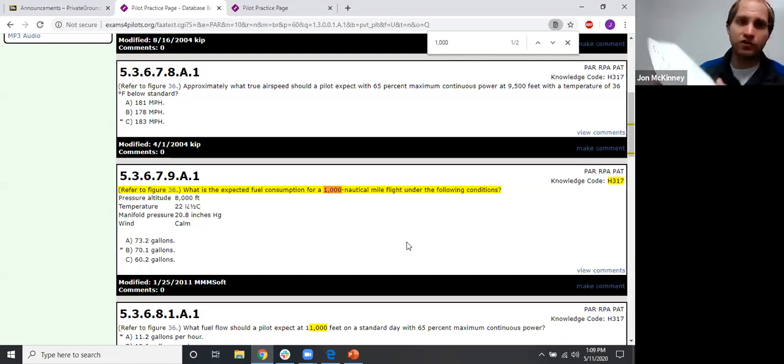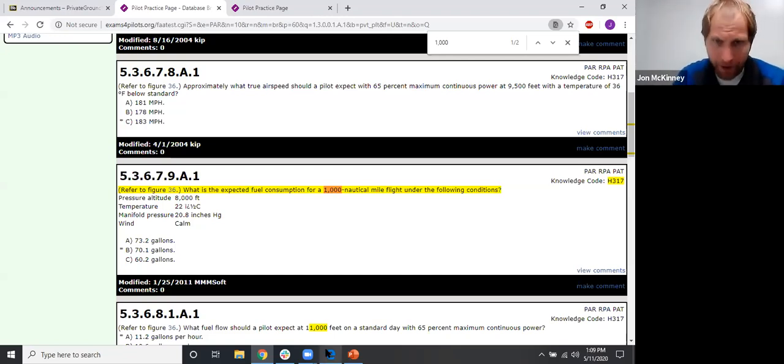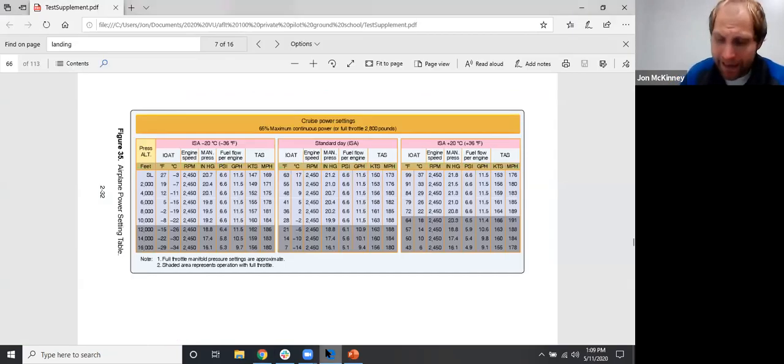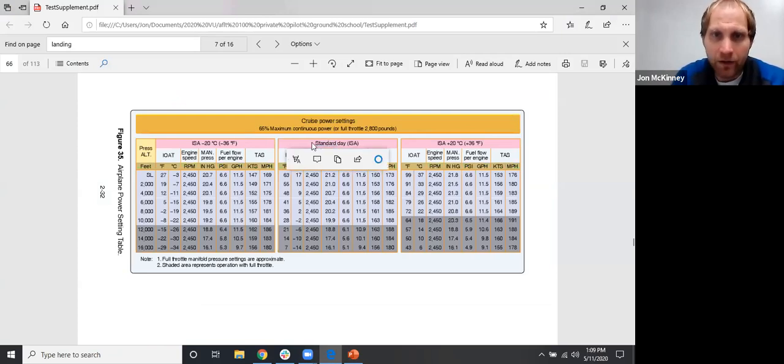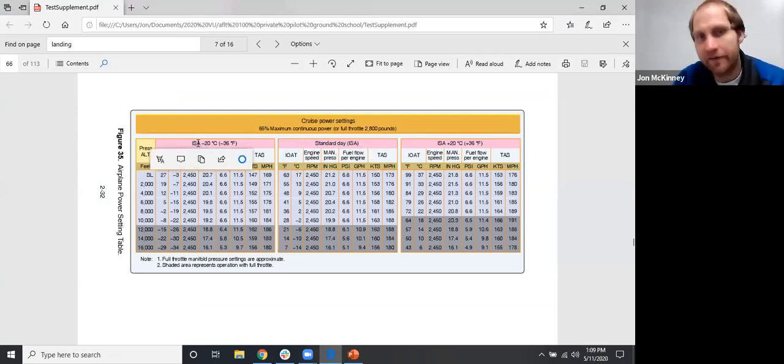So now that I got this information written down, just quick rough chicken scratch on my piece of paper, I'm going to open up the chart. Here's the chart. We said this is the cruise power chart, and we have three options. We have a standard day. We have an ISA, International Standard Atmosphere, of -20 Celsius, which means it's extra cold. And I have an ISA of +20 Celsius, which means it's extra warm.